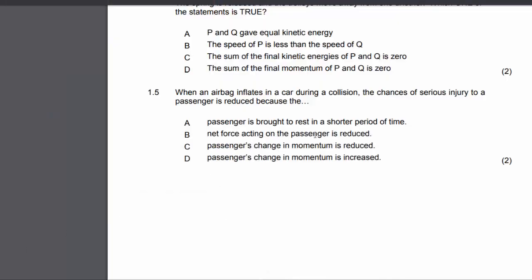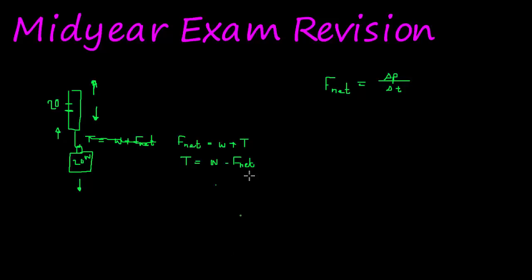The net force acting on the passenger is reduced. Yes, that's true. Is the passenger's change in momentum reduced? No, because his mass didn't change, his velocity didn't change, his change in velocity doesn't change. He goes from whatever his initial velocity is to his final velocity, which is 0 because he's brought to a stop. His initial momentum is whatever that velocity is times mass. So this doesn't change. His initial velocity doesn't change.